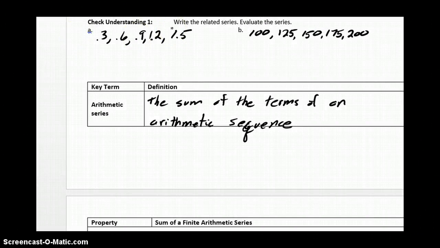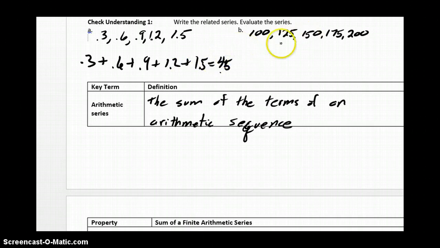The series for this sequence would look something like this. 0.3 plus 0.6 plus 0.9 plus 1.2 plus 1.5, and that would sum to be 4.5. B, the series here, would simply be 100 plus 125 plus 150 plus 175 plus 200. If I add that up, I would get 750.